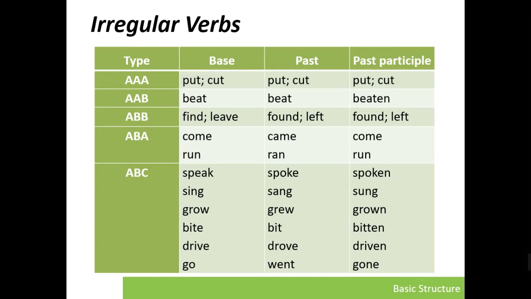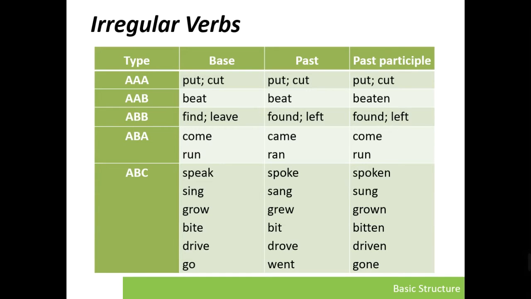The next is this pattern ABA. So the same form is in verb 1 and verb 3, but verb 2 is different. For example, the word come, came, and come. And then another example is run, ran, run.